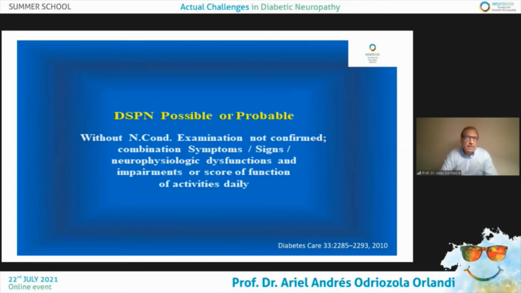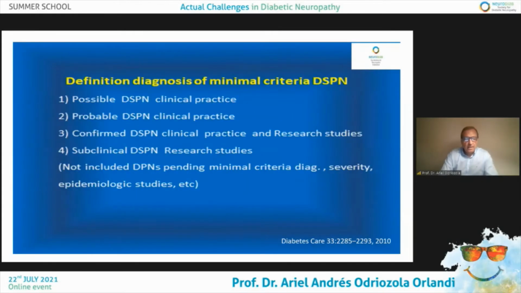And the second is the probable. The probable is the presence of a combination of symptoms and signs of neuropathy, including any 2 or more of the following: neuropathic symptoms, decreased distal sensation, or absent ankle reflex. The other one is the confirmed. The presence of an abnormality of nerve conduction and a symptom or symptoms, or a sign or signs of neuropathy, confirms diabetic sensorimotor polyneuropathy.